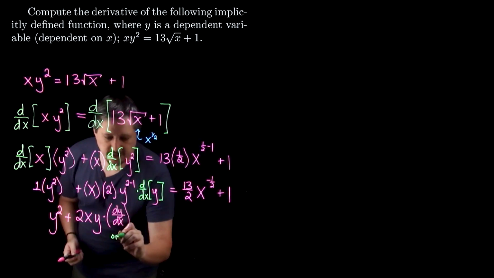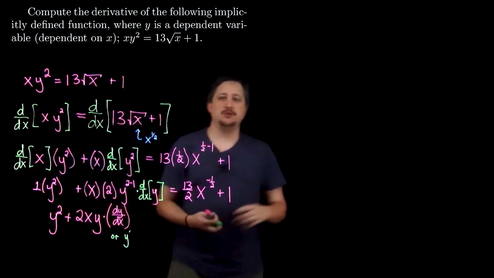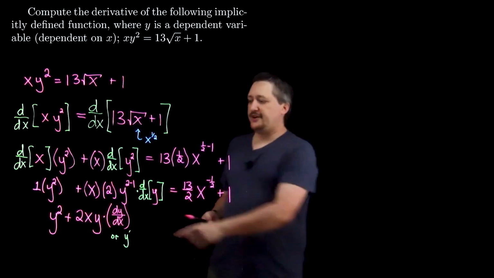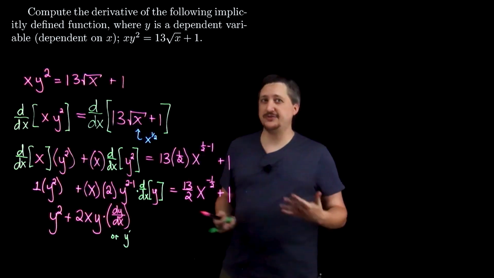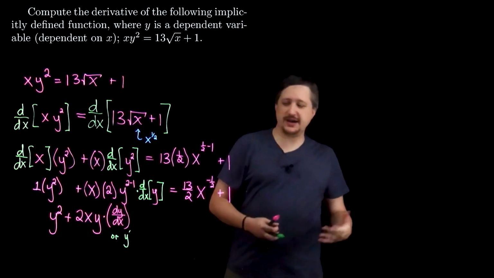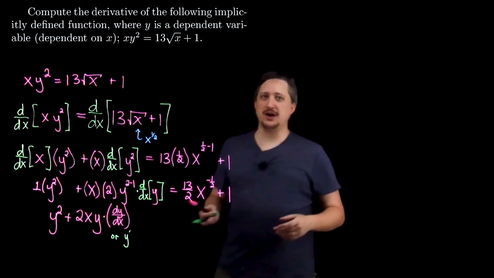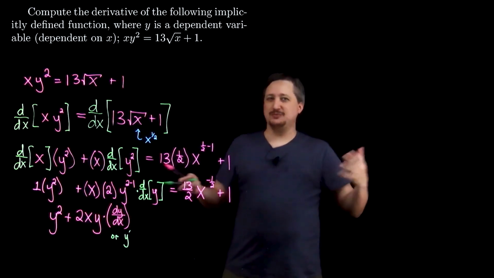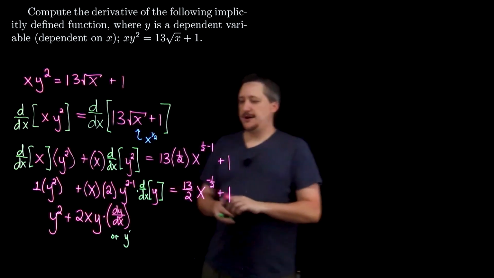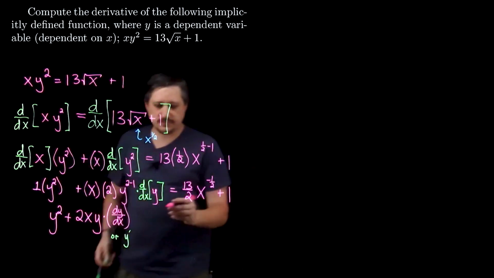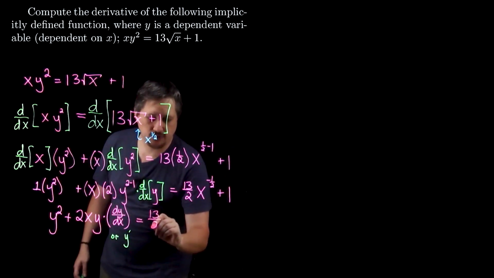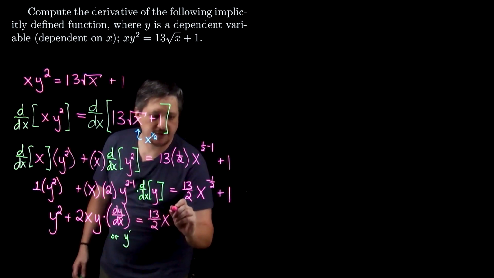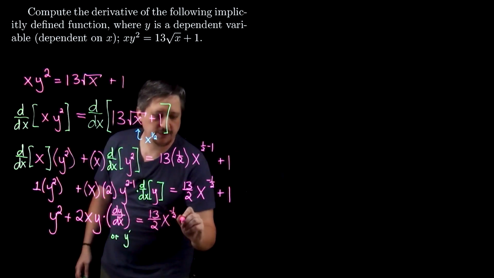I could also write this as y prime. Either of those is fine. They're both equally common. I find this a little bit nicer because it keeps track of what happened, that I took a derivative of y with respect to x, whereas this is just saying I took a derivative of y somehow and doesn't tell me with respect to what. But either one's fine. Equals 13 over 2, x to the minus 1/2 plus 1.